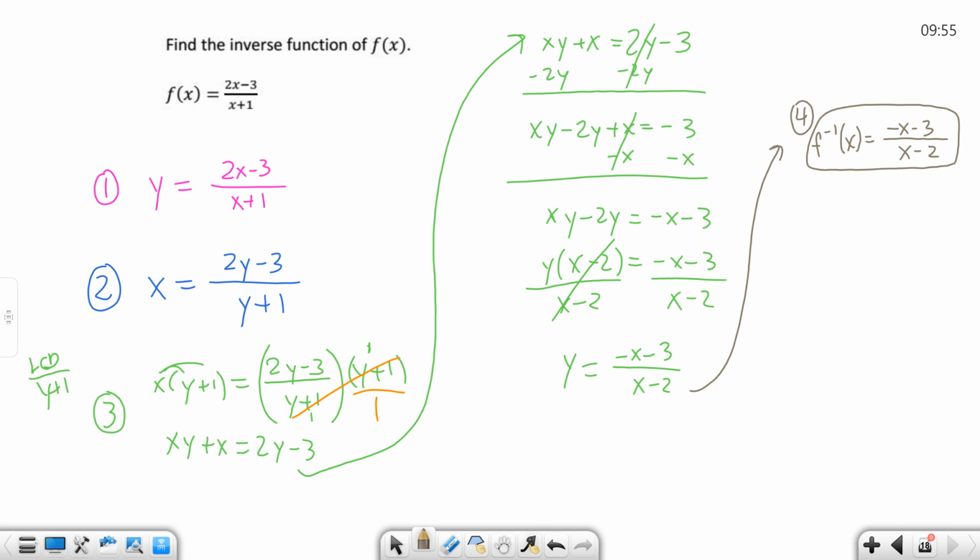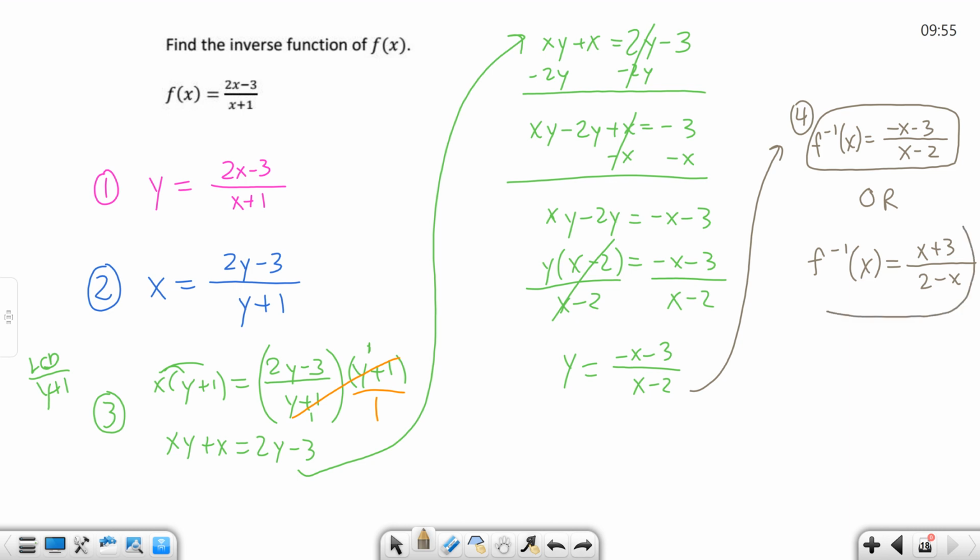But I want to tell you something. See all these negative signs and everything else? And I chose to move the 2y. What if I had chosen to move the negative 3, or if I had chosen to move the xy? If I had done that, then this thing would look like this. So here's an alternative answer that is correct: x plus 3 over 2 minus x. Or you could have negative x plus 2. That doesn't matter. Okay.